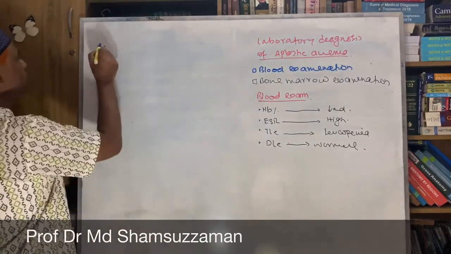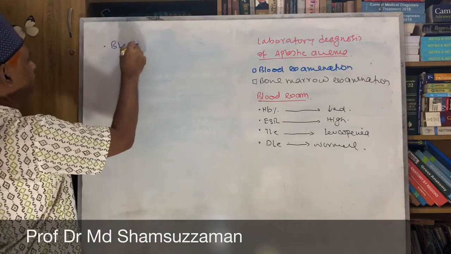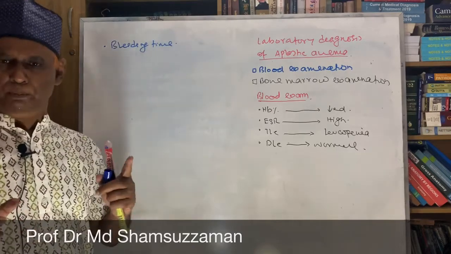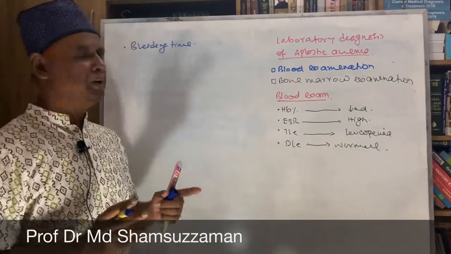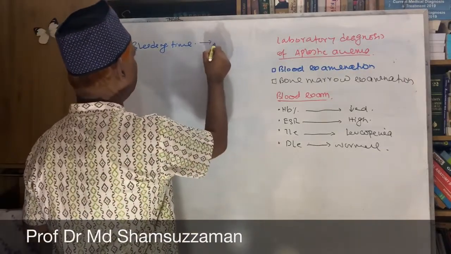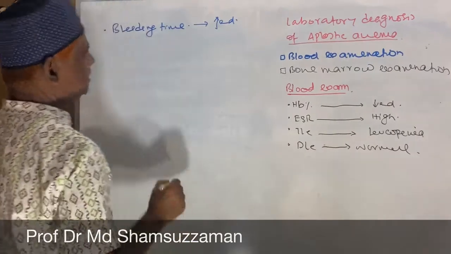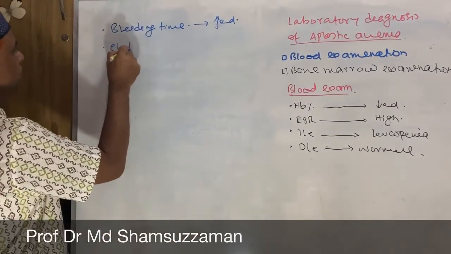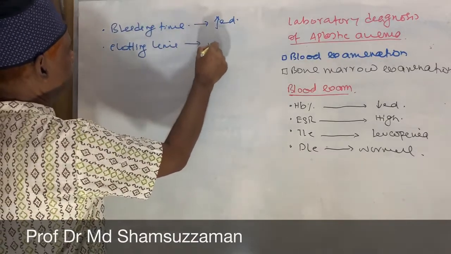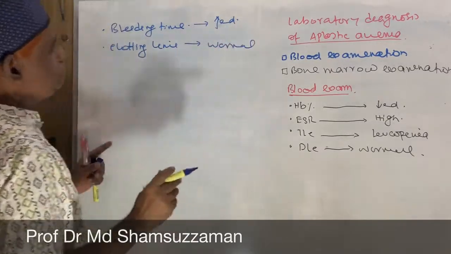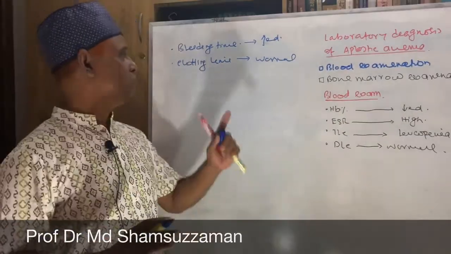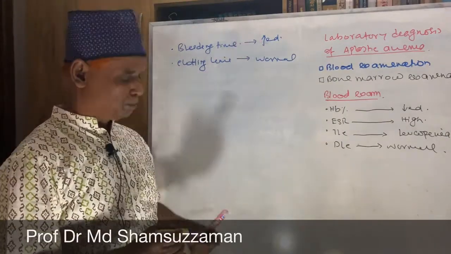Then we have to do bleeding time. If the patient comes to you with bleeding manifestations, we have to do bleeding time and clotting time. As there is thrombocytopenia, bleeding time will be prolonged. Then we have to do clotting time, coagulation time. It will be normal. As there is decreased platelet count but no defect or deficiency in the coagulation factors, clotting time is normal, bleeding time is prolonged.